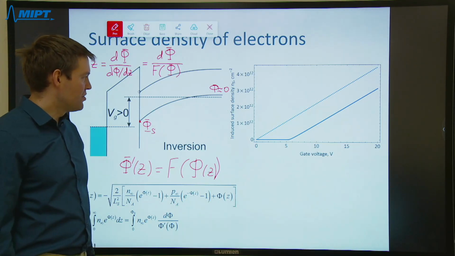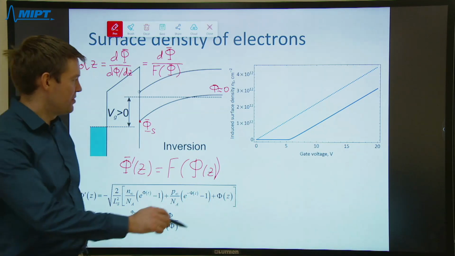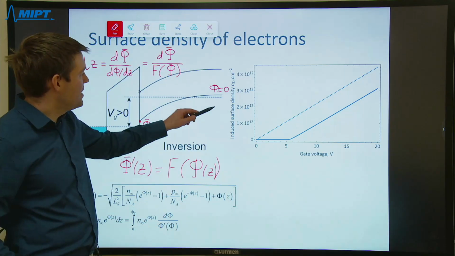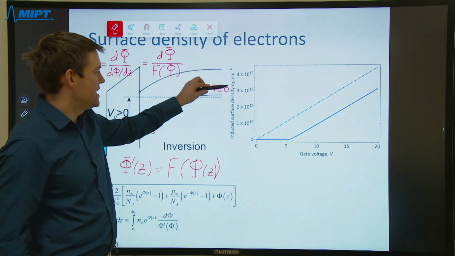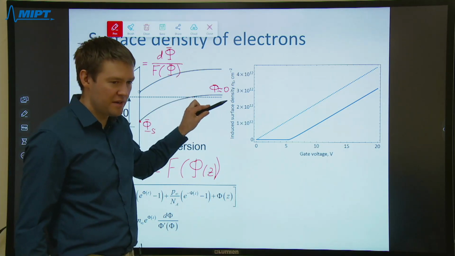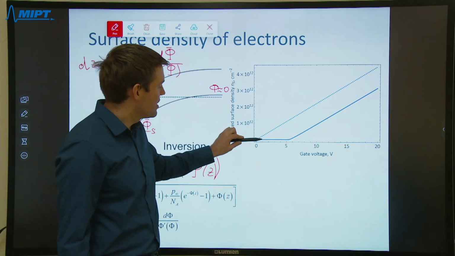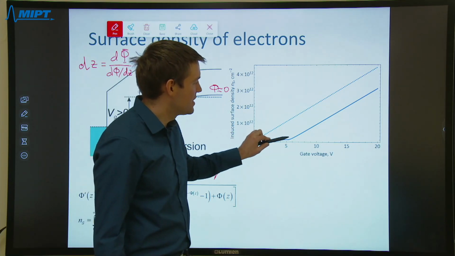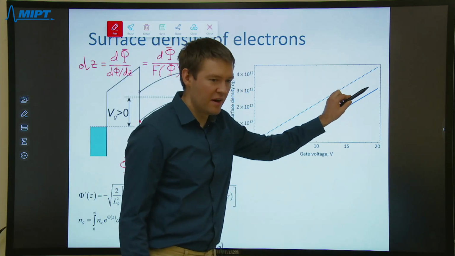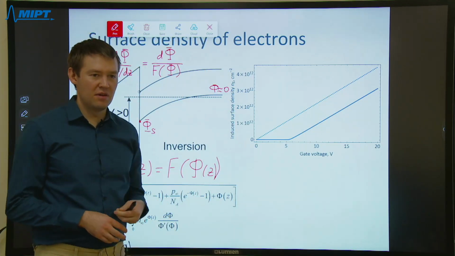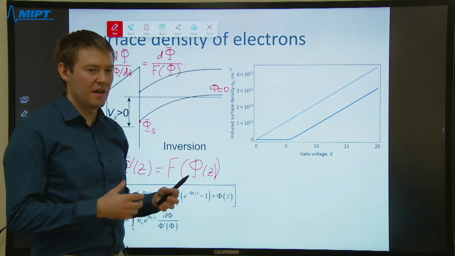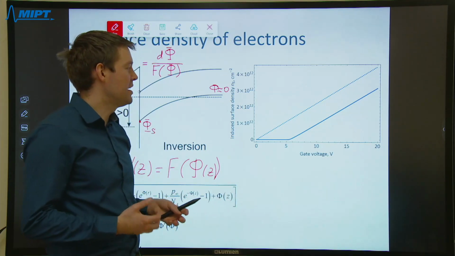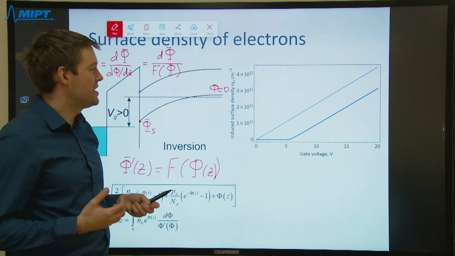The results of numerical calculations are shown again here on my plot. This is already the surface density per centimeter squared. Initially, it is very, very low until the inversion layer starts. And then it is linear, so if you magnify the gate voltage by 2 times, you get 2 times larger surface density.